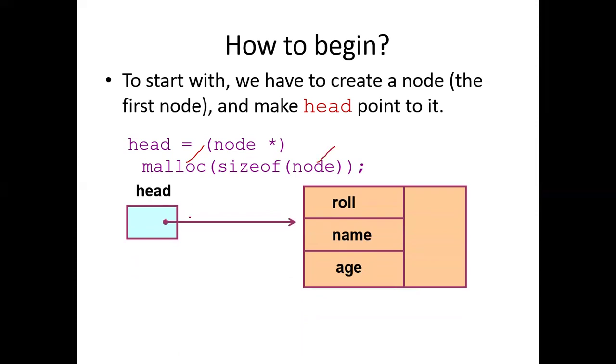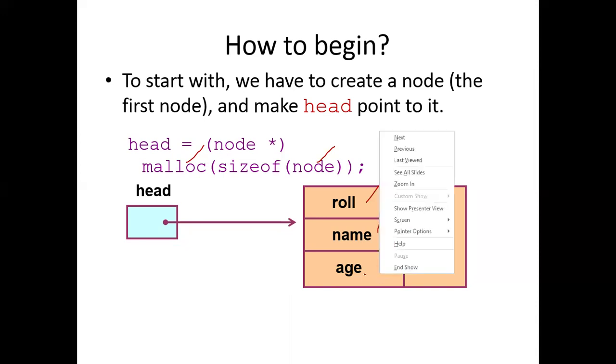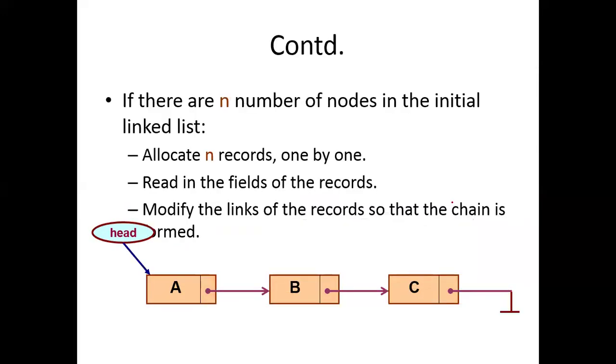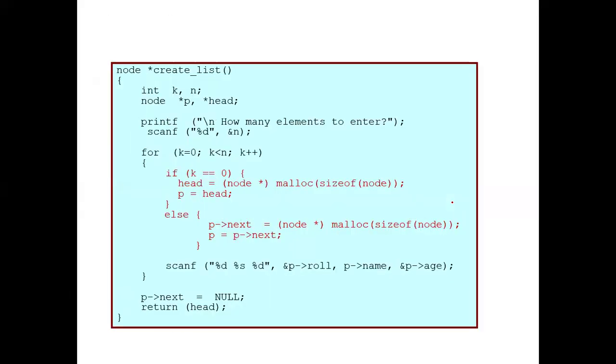The size will be similar to the structure of a node. So we have created a node named head. This node can hold the value of roll number, name, and age, and it will have the next pointer, which will initially be null. Further, on adding a new item in the list, the next pointer will have the address of the next node. So if there are n number of nodes, then the first node will be the head, and the next node, using the next pointer, we are going to connect it.